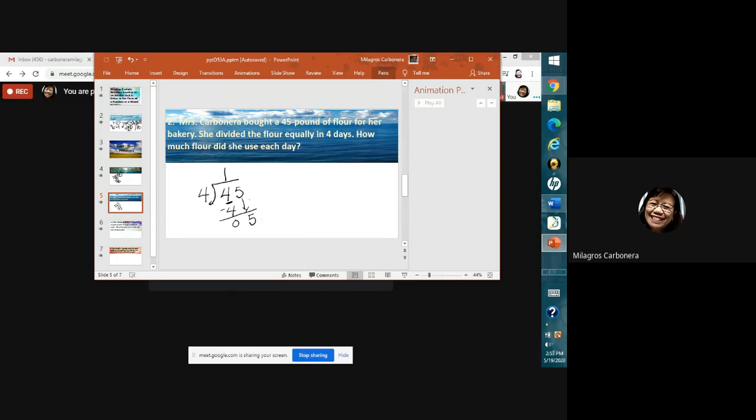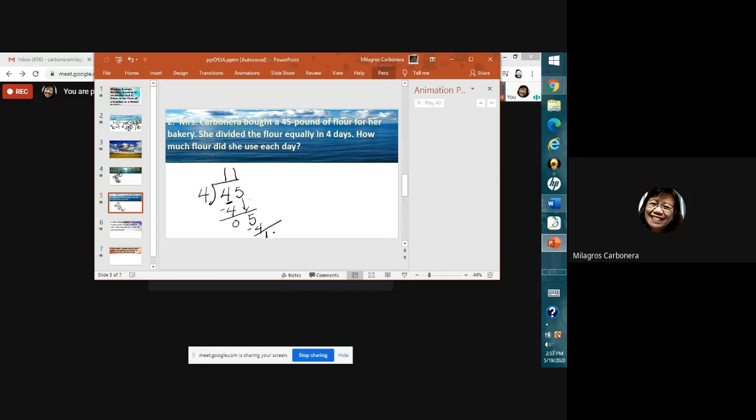Do I get a group of 4 in a 5? Yes. How many? There is 1. So I'm going to write my 1 on top of my 5 here. And then if I'm going to multiply, I would be getting a 4. If I'm going to subtract, I would have an extra of 1.